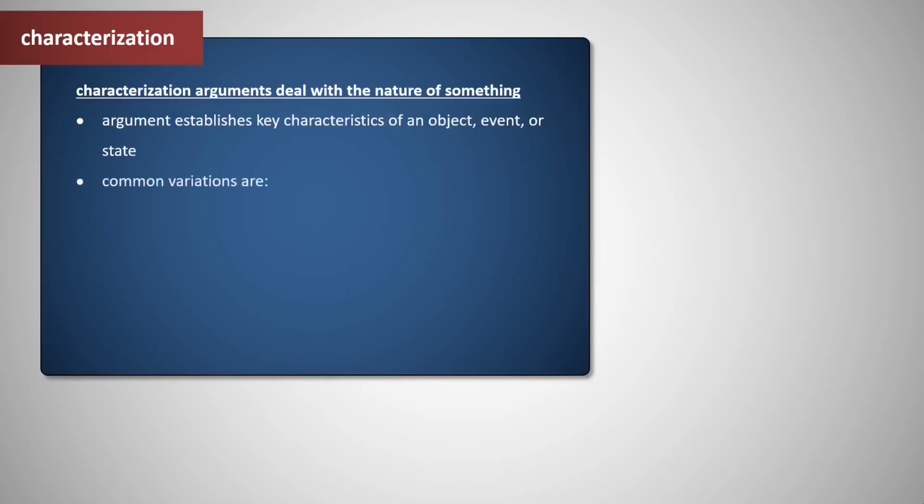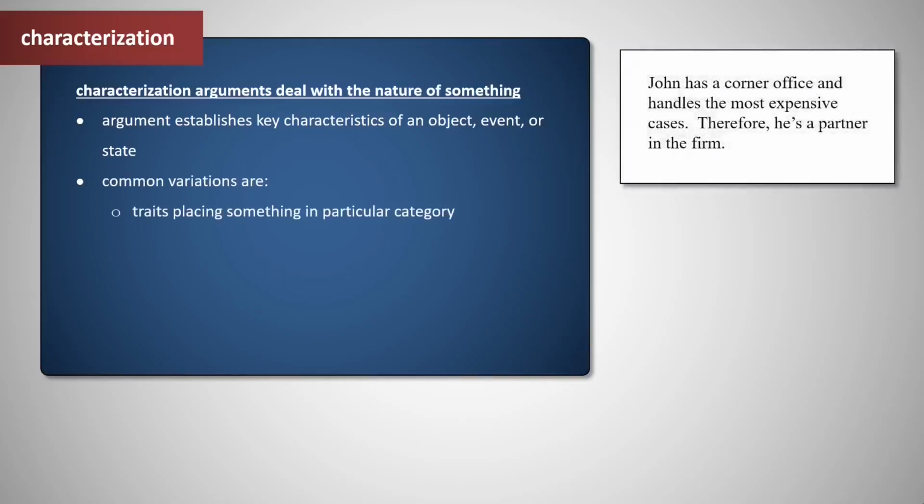Now, the common variations are going to be traits that place something in a particular category. And so, for example, we have here an argument that says that John has a corner office and handles the most expensive cases. Therefore, he's a partner in the firm. So you can think of this as the category being the partners in a law firm, let's say. And the traits that would put something in that category would be having a corner office, handling expensive cases, etc. And this is an example of a very common type of characterization. You're given the characteristics of something, you're given the traits of something, and that puts it in a particular category. That is the key characteristic.